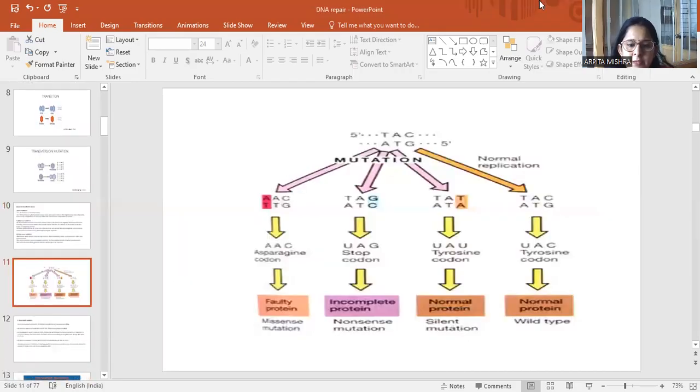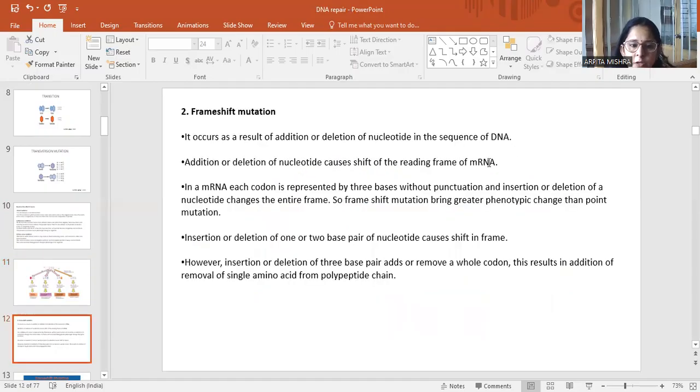So here is the example. This is the wild type, where there is no mutation and you get a normal protein. However, you have a few other mutations: missense, nonsense, and silent mutations. The other one, the second one, is the frameshift mutation.